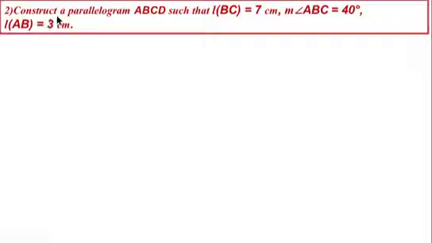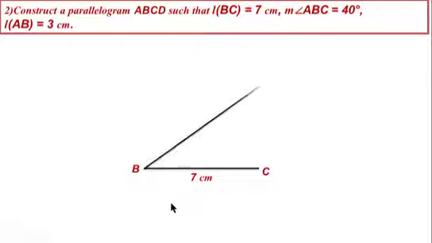To construct a parallelogram ABCD such that length of BC is equal to 7 cm, measure of angle ABC is equal to 40 degrees, length of AB is equal to 3 cm. See this. First draw the segment BC of length 7 cm. Then measure of angle B, means angle ABC, is equal to 40 degrees. Take a 40 degree measure here and draw the ray.